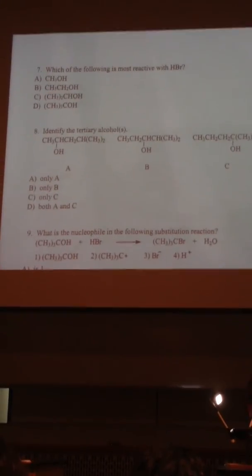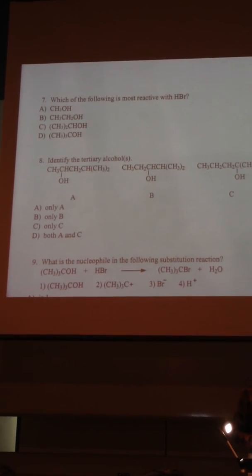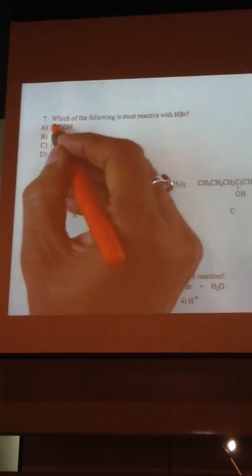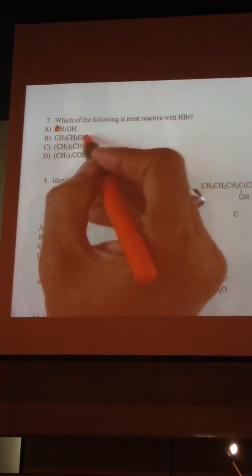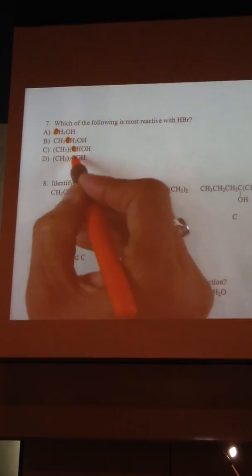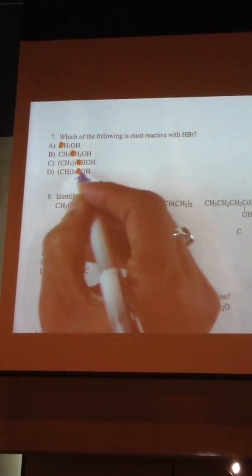Which of the following is most reactive with HBr? And again, it's important to recognize what kind of carbon they are attached to. So the carbon they are attached to, in this case, this carbon. In this case, this carbon. Third one is this one. The fourth one is this. And in order to figure out, this is therefore tertiary. This is secondary, this is primary, and this is methyl. Therefore, typically the most reactive would be the tertiary, which is D.